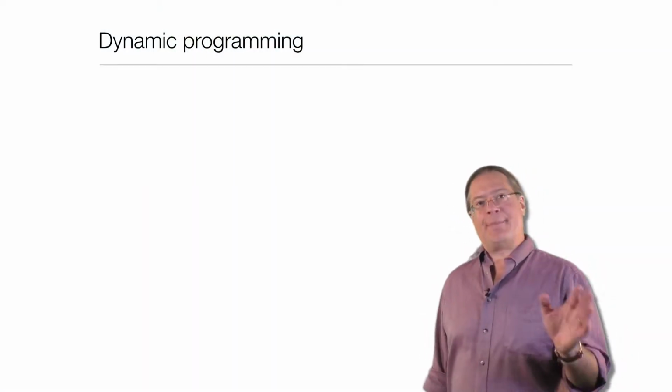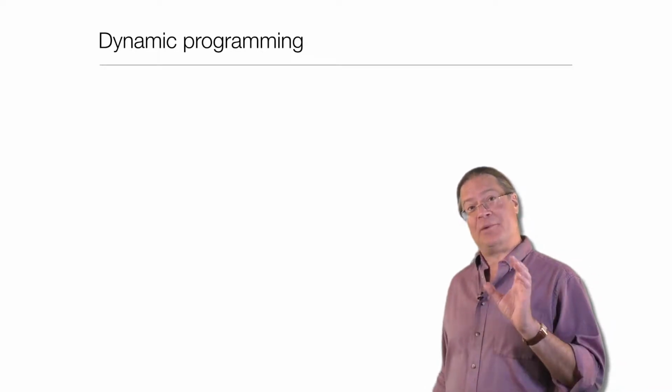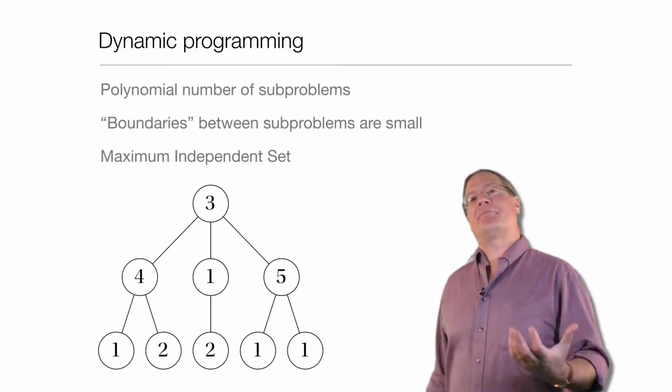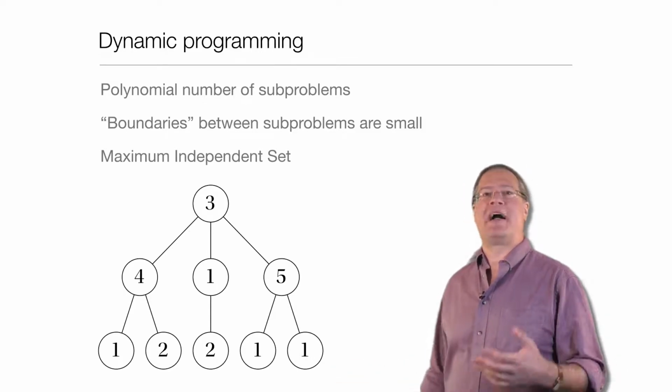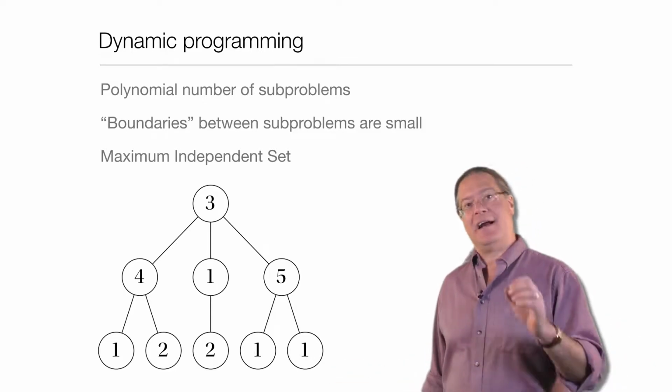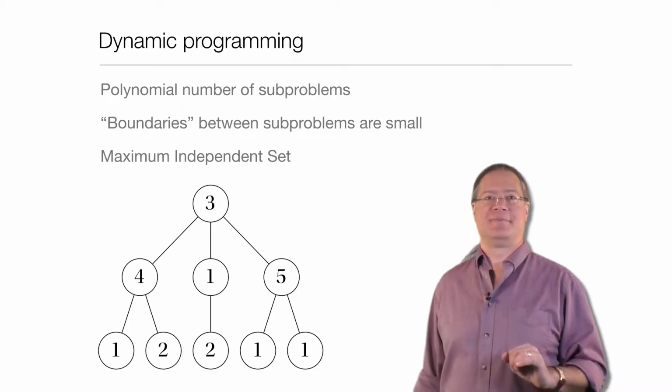So let's wrap up the discussion of dynamic programming by looking at a couple of examples that are a little bit more subtle. Here is a problem that people in graph theory and computer science call maximum independent set. I have a graph or a network, and each node in it has a value.